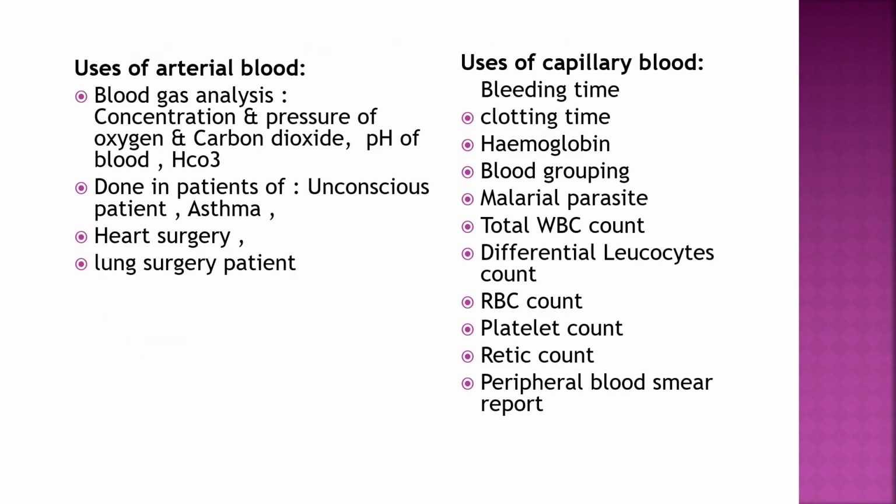Uses of arterial blood: it is usually required for blood gas analysis, and it is done in ICU patients. Uses of capillary blood: bleeding time, clotting time, hemoglobin, blood grouping, malarial parasite, total WBC count, differential count, RBC, platelet, reticulocyte count, and peripheral blood smear report. So mainly capillary blood is required where a smaller quantity of blood is needed.